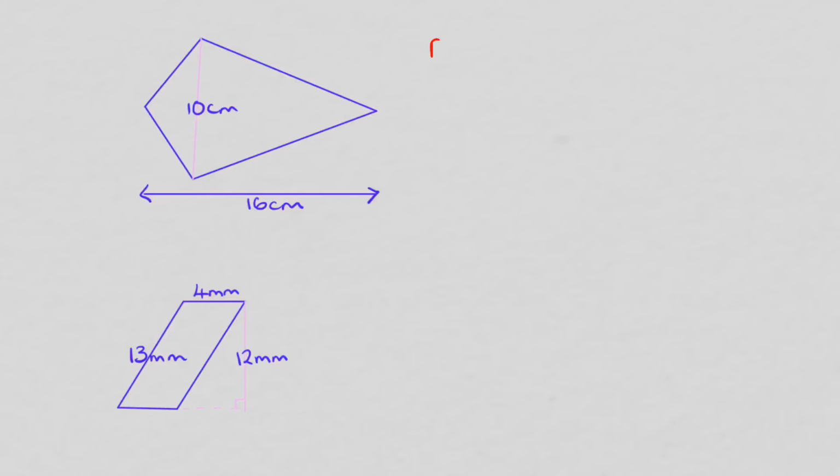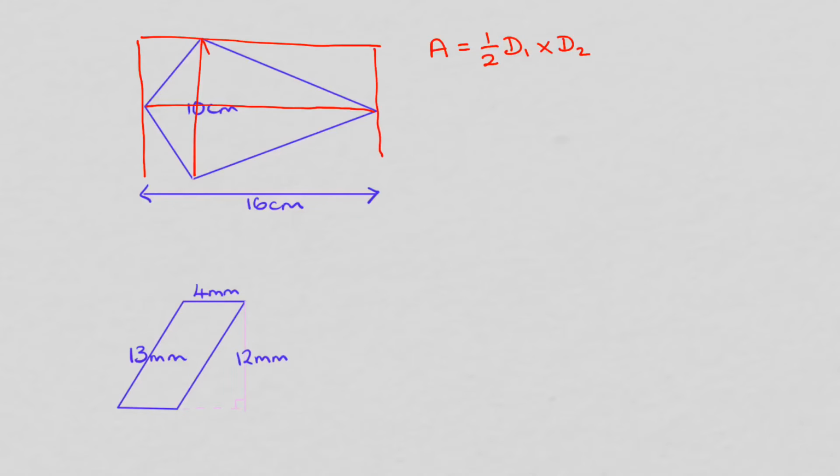Remember the formula for area of a kite. It's the diagonals multiplied together. Remember the diagonals are this line and this line. And when they're multiplied together, remember what you get is the area of that rectangle around the kite. So you need to half it to get the area of the kite.